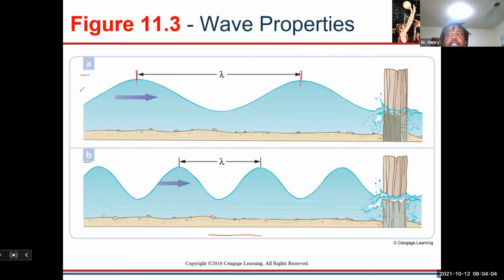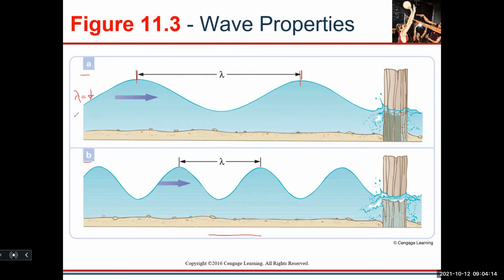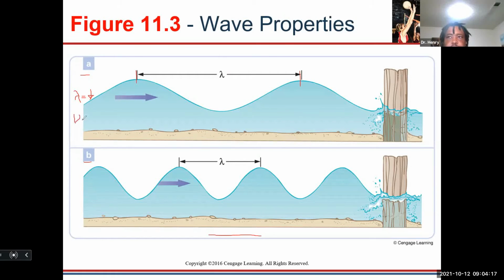So as the wavelength decreased, as lambda decreased, our frequency increased. Okay, so we had more peaks crashing the wave, right?